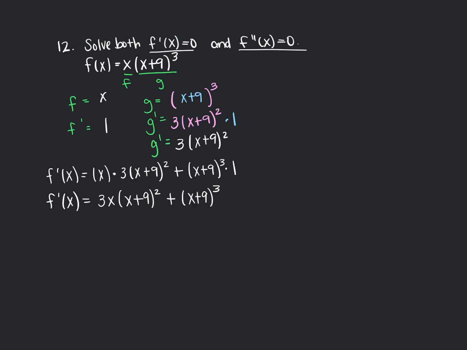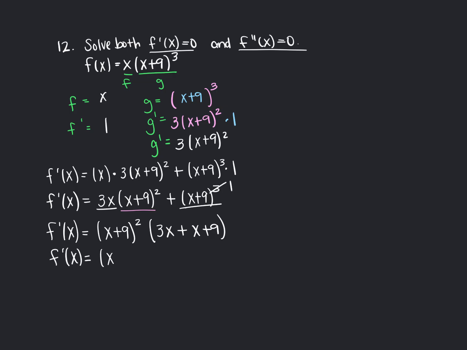I have two terms, okay, and I can see that both terms have at least an (x plus 9) squared, so that means I can factor out an (x plus 9) squared, okay? That's going to leave me with 3x plus, when I factor an (x plus 9) squared from an (x plus 9) cubed, this becomes to the power of 1. So I just have 3x plus one of these (x plus 9)s. So if I go another layer, I'm going to have (x plus 9) squared times (4x plus 9). Okay?